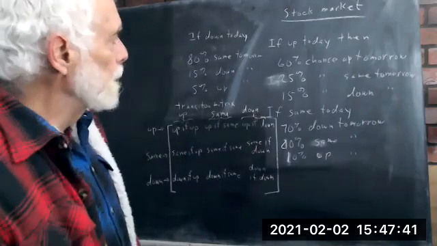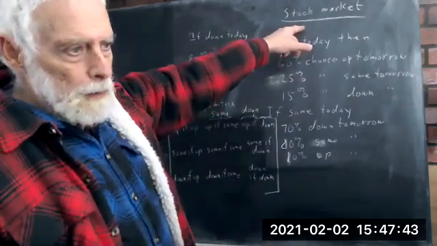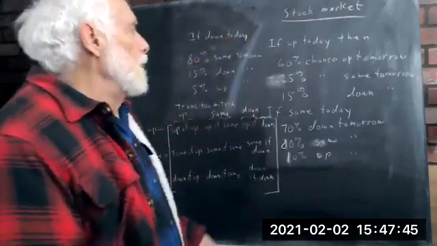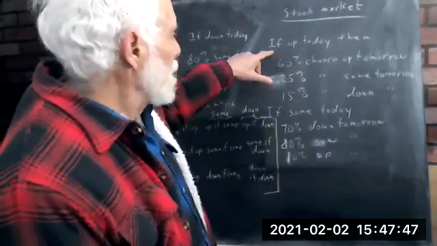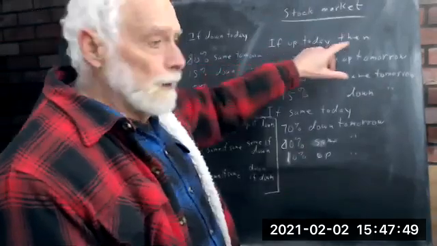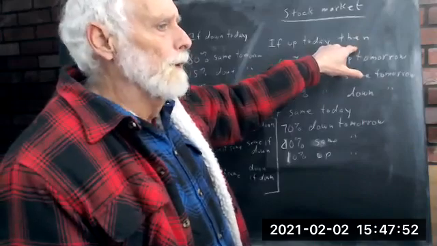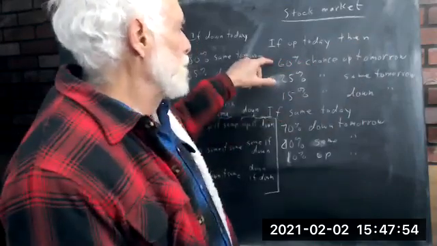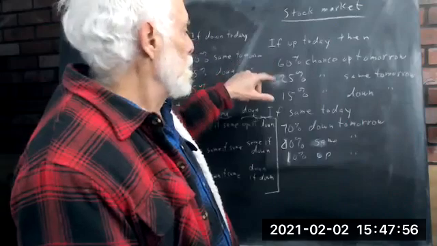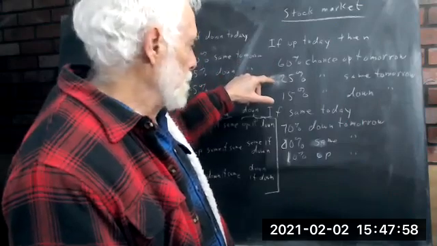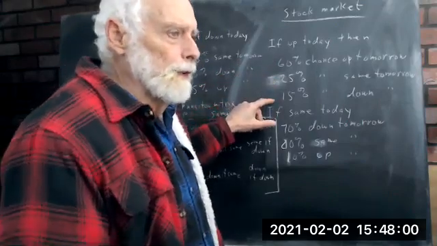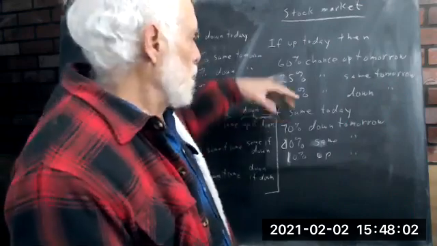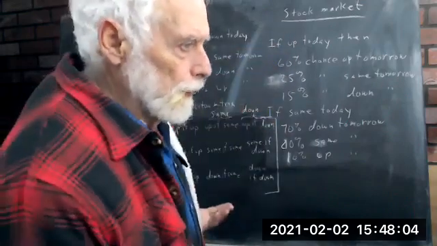Okay, so here we are again. We have a stock market model, and the model says, okay, if the market is up today, then there's a 60% chance it'll be up tomorrow, 25% chance it'll be the same tomorrow, 15% chance that it'll be down tomorrow. Now, I don't know if these are realistic probabilities.